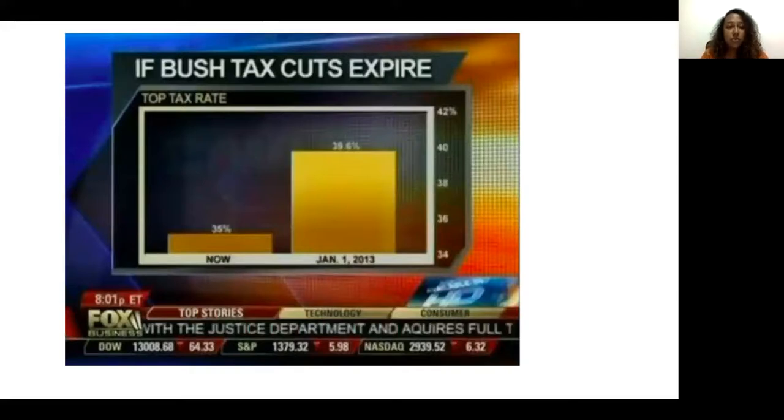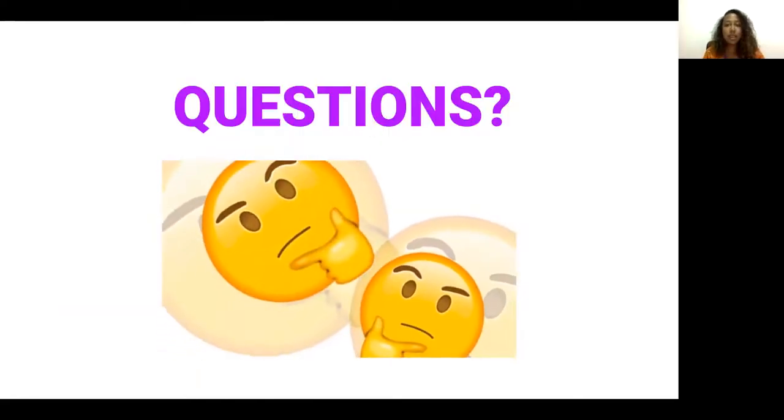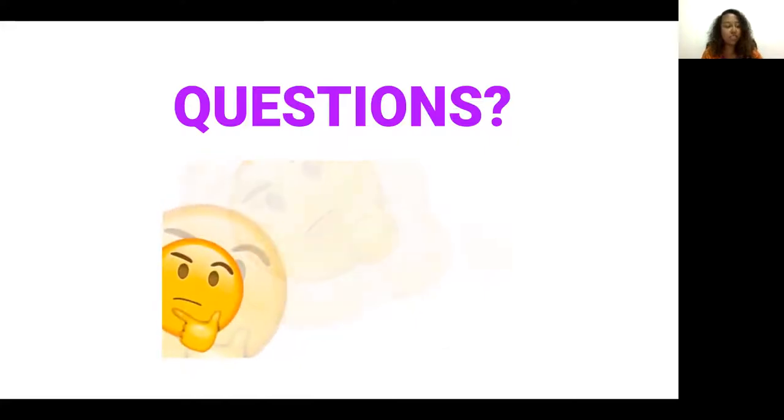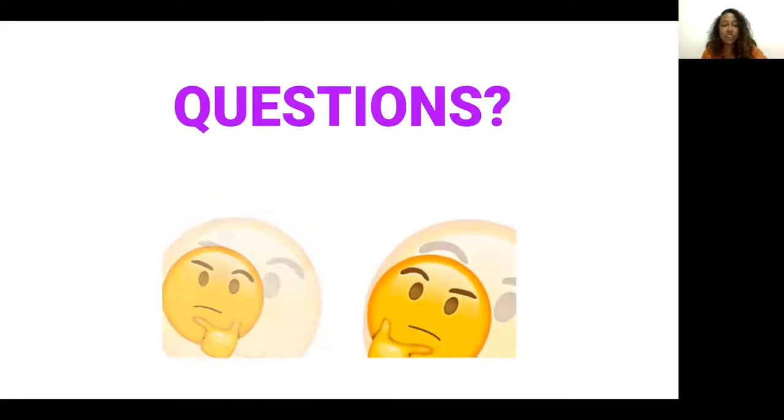Another good one from Fox News, if Bush tax cuts expire, it looks like the difference is massive, but again, the y-axis starts at 34. So it's only a 4.6% difference, but here it looks like it's a 90% difference. And yeah, that brings me to the end of my presentation.